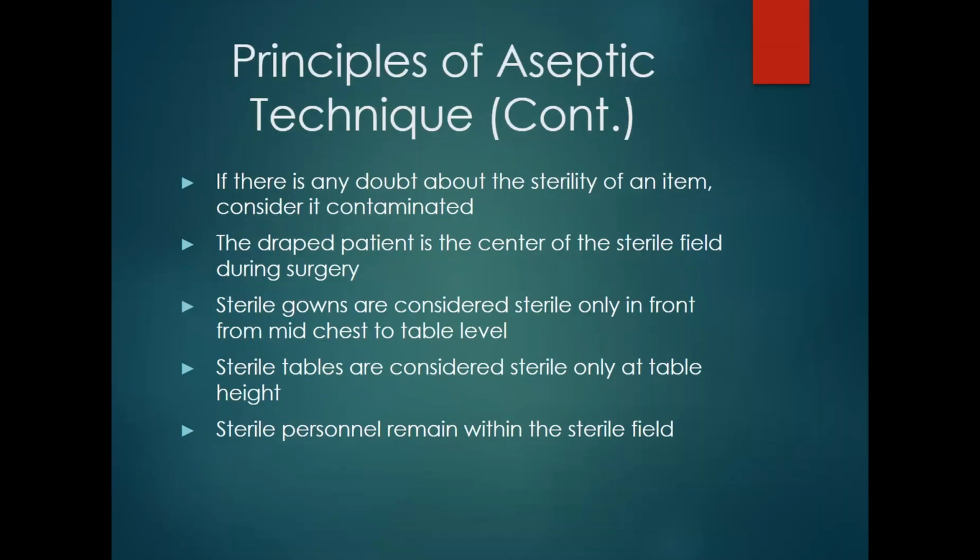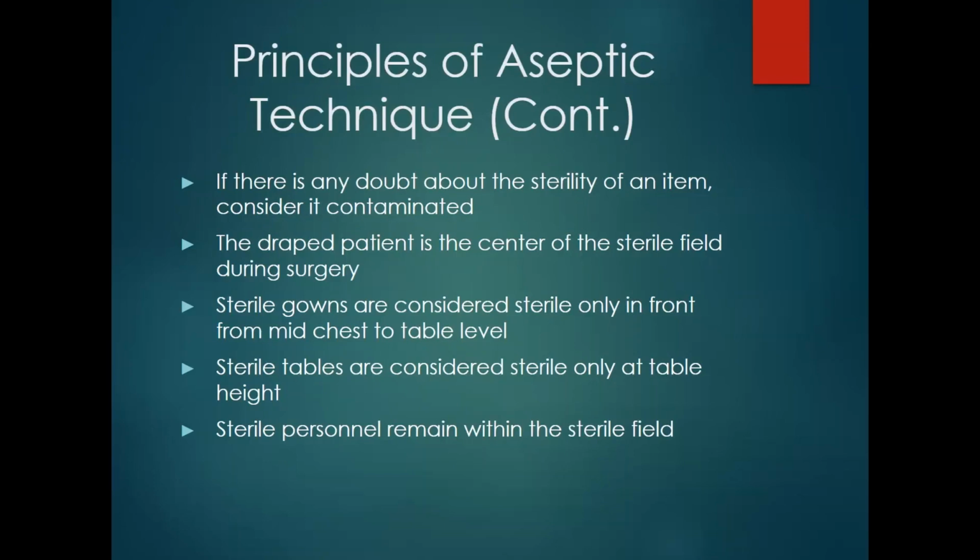Same thing goes for the patient. When we drape the patient, only the top of the patient is considered sterile. The sides, even though they're completely draped with a sterile drape, are not considered sterile. So if you ever see any suture ends or the lap sponges, the blue X-ray detectable string that comes with the lap sponges, if they fall over the edge, they're considered contaminated.